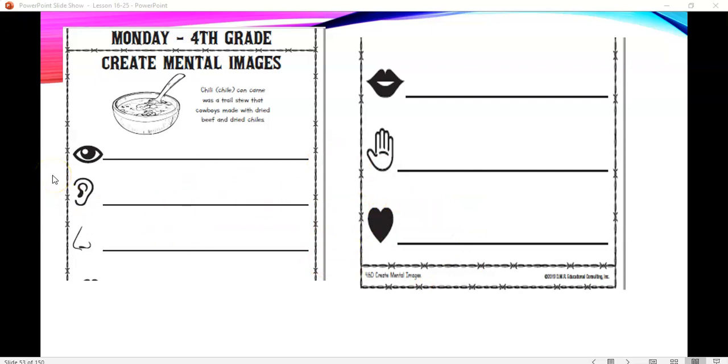So let's see. So much depends upon a red wheelbarrow glazed with rainwater beside the white chickens. So boys and girls, if you were to close your eyes, what would you see? You would see a red wheelbarrow. Good.